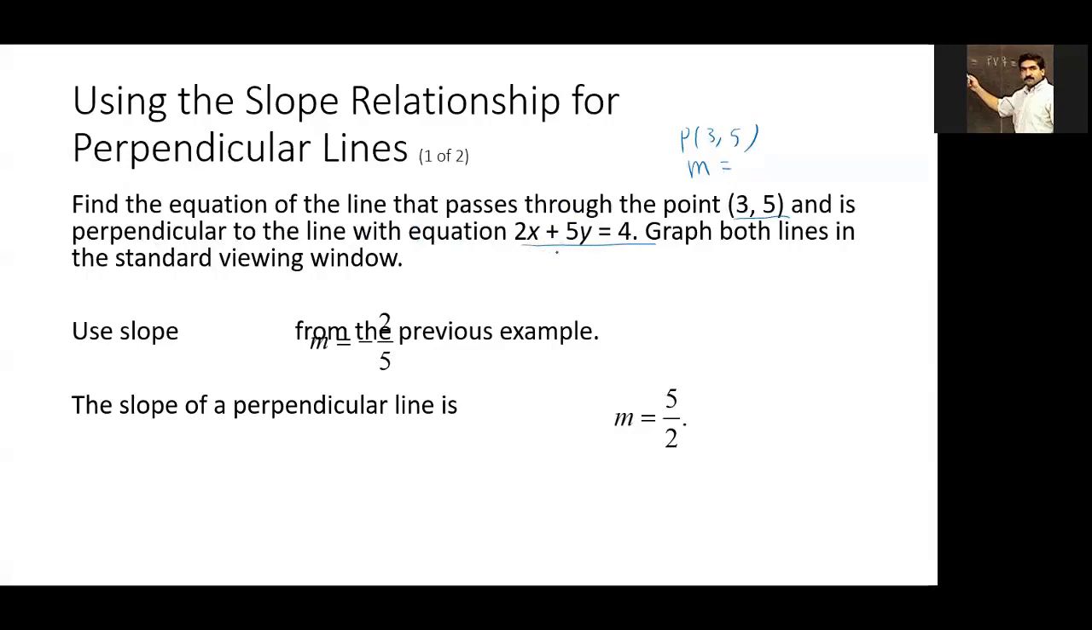To do that, I just need to solve for y. This is 5y is equal to, subtract 2x from both sides of the equation and divide each term by 5. You notice that the slope would be the coefficient of x. So the slope of my reference line is minus 2 over 5. The slope of my line would be the negative reciprocal of that. The negative reciprocal of that would be plus 5 over 2.